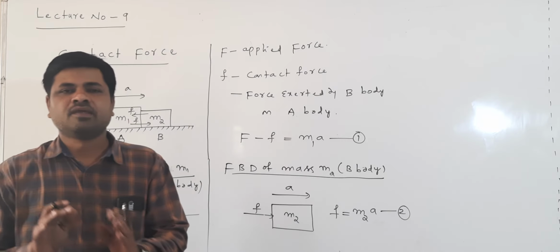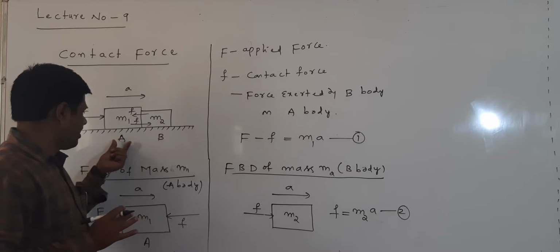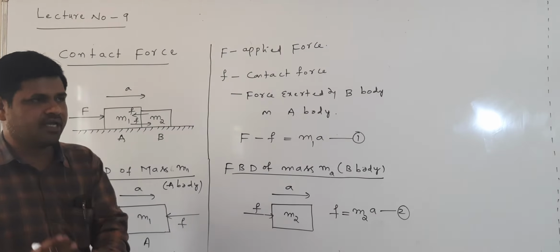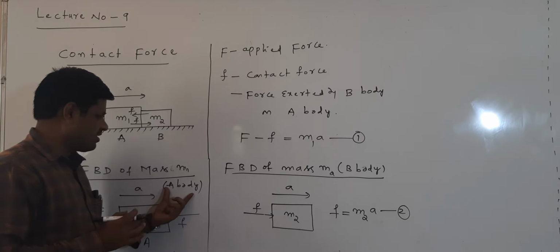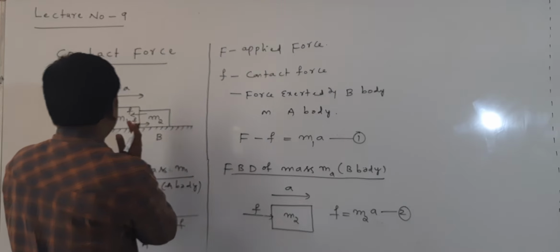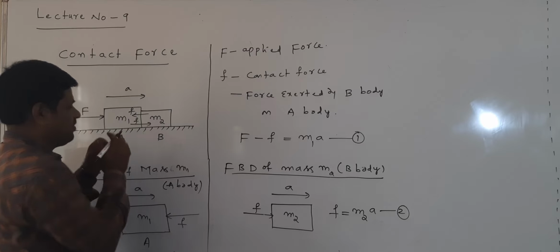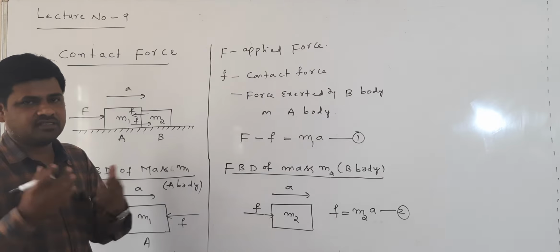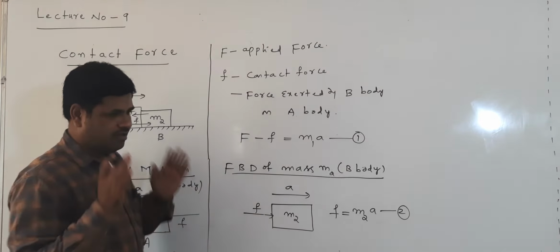Don't confuse here, because the applied force is acting only on the A body. It is not acting on the B body, because when drawing the free body diagrams, the A body is taken separately from the system and the B body is taken separately from the system. What forces are acting on those bodies we can observe here. A doubt may arise: is F acting on M2 also? Sir, we are asking like this. It is not acting on the M2. It is acting on the M1 only. You can remember that.